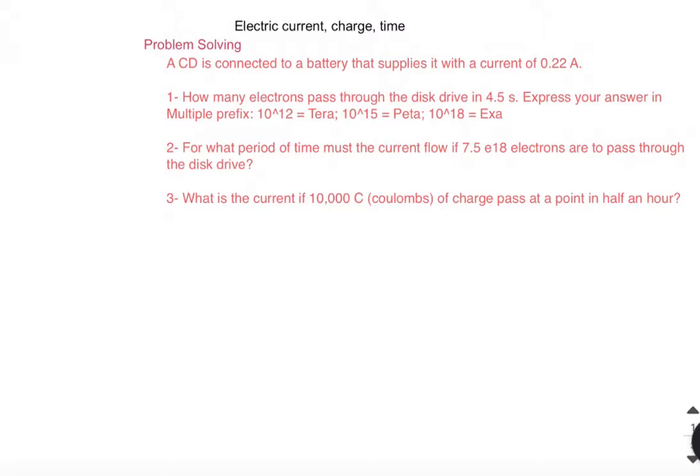Okay, so I'm going to read it. A CD is connected to a battery that supplies it with a current of 0.22 amperes. Question number one, how many electrons pass through the disk drive in 4.5 seconds? Express your answer in multiple prefixes. If we have something around 10^12, I'm going to use tera, which is T. If it is about 10^15, I'm going to use peta, P. If it is 10^18, then I'm going to use the prefix exa.